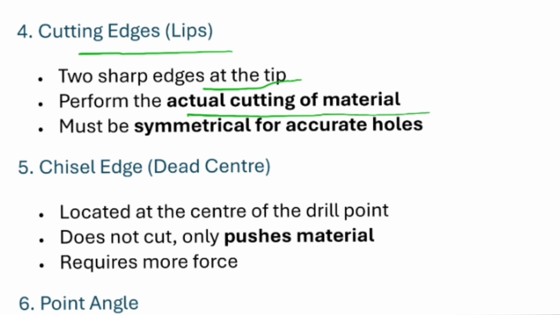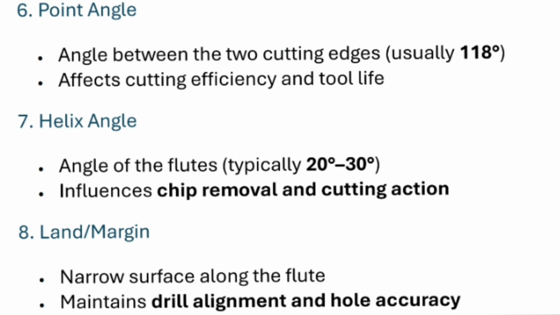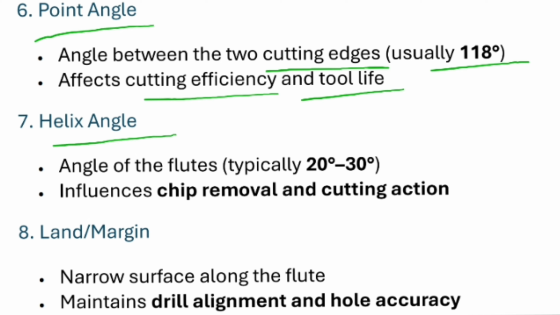Next is the chisel edge or dead center. It is located at the center of the drill point. It does not cut but only pushes the material, and it requires more force. Next is the point angle. It is the angle between the two cutting edges, usually 118 degrees, and it affects cutting efficiency and tool life. Next is the helix angle, the angle of the flutes, typically 20 to 30 degrees. It influences chip removal and cutting action.